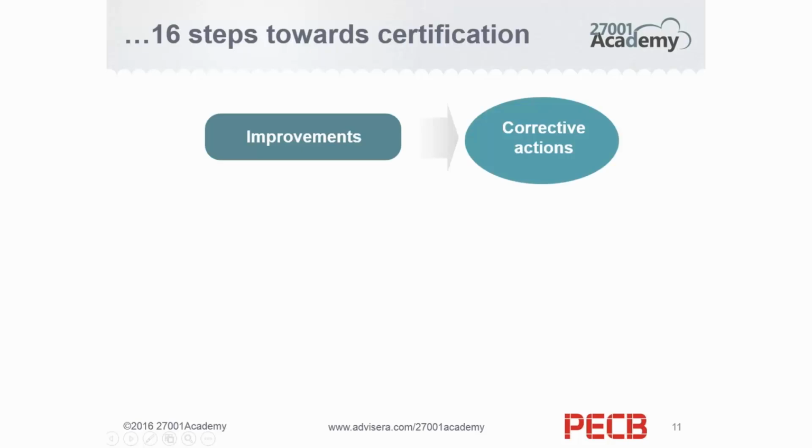Okay, now you would also need to do improvements. Based on your internal audit findings and your management review conclusions, you always have to make some improvements, and these are normally made in terms of corrective actions. This is also a mandatory part of ISO 27001 implementation.